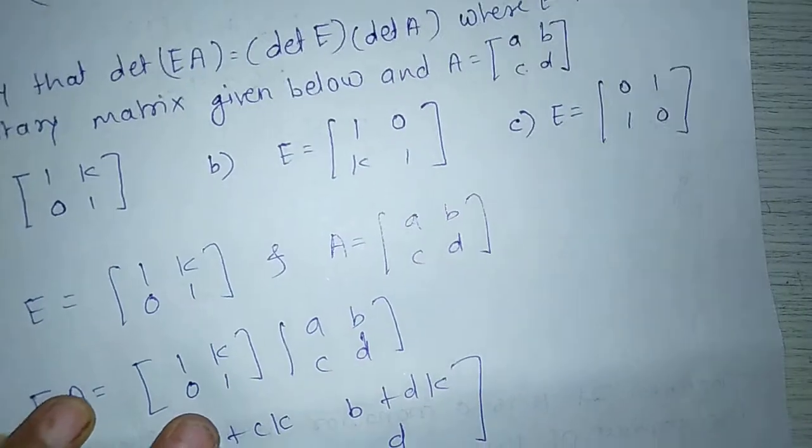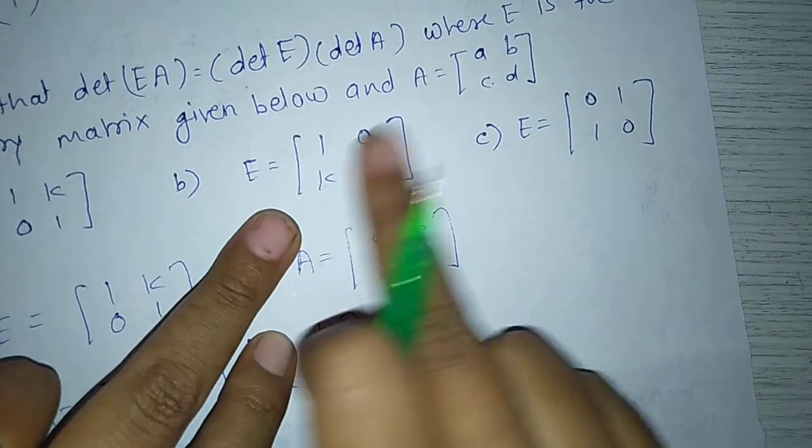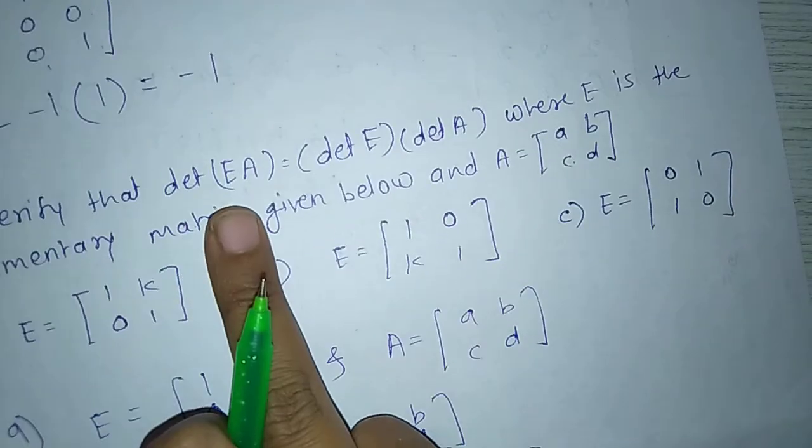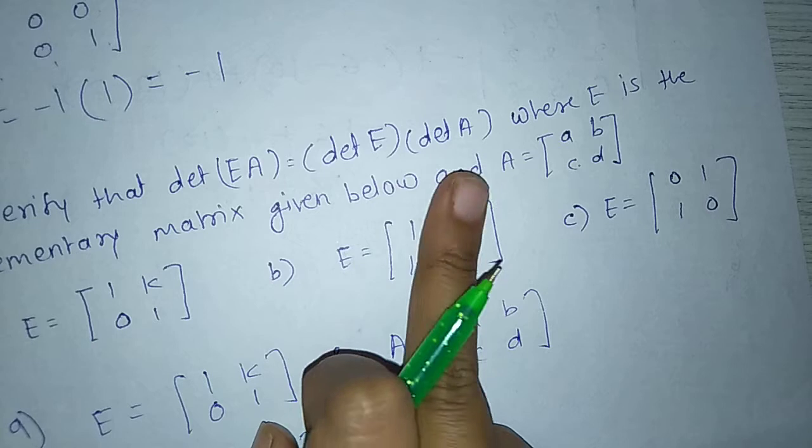The second and third examples are your exercise, where E equal to [1 0; k 1] and E equal to [0 1; 1 0]. Verify that determinant of E into A equal to determinant of E into determinant of A.